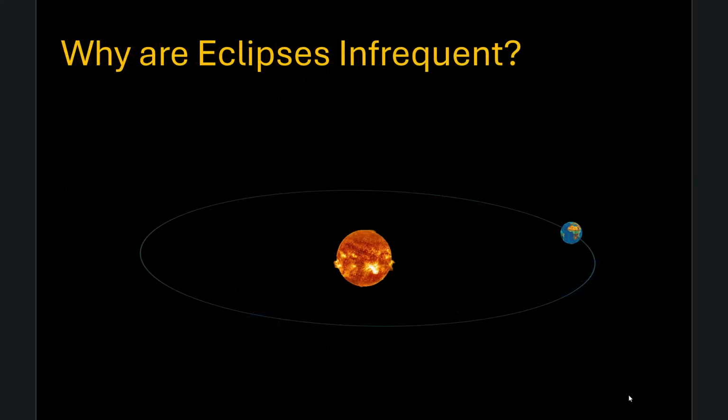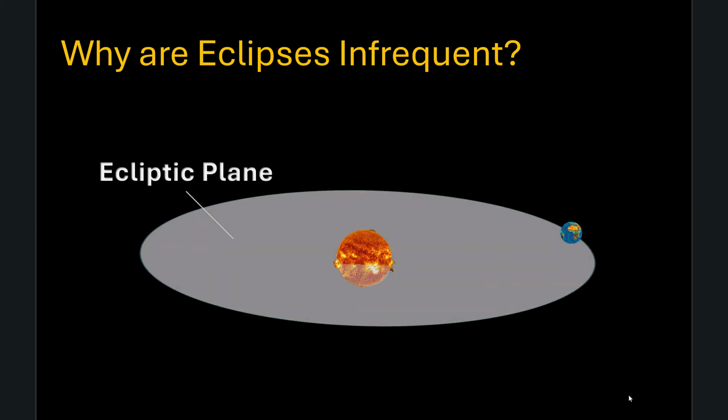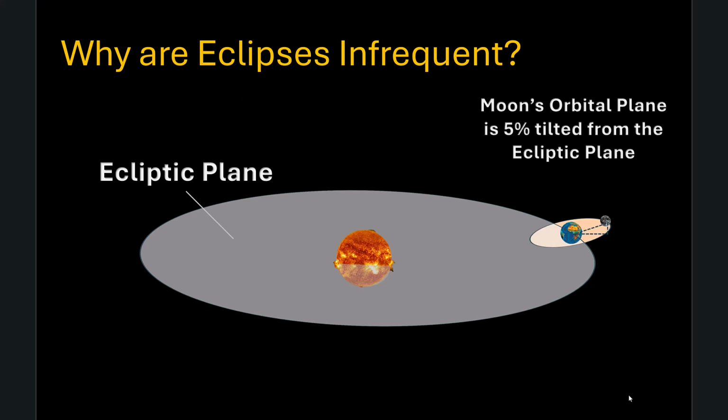So why are eclipses so infrequent? There is a path where the Earth revolves around the sun in a given year's time frame, and that particular plane that the Earth revolves around the sun is referred to when discussing this topic as the ecliptic plane. Now, as it turns out, the moon also has a plane as it rotates around the Earth, but the two don't perfectly align. In this case, the moon's orbit is tilted about 5 degrees.